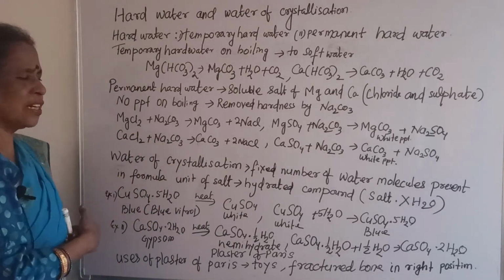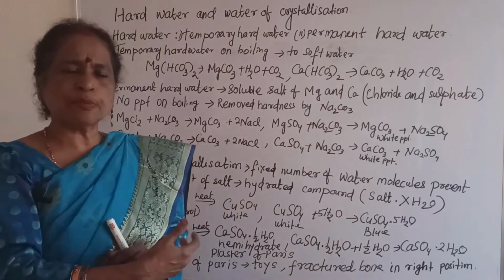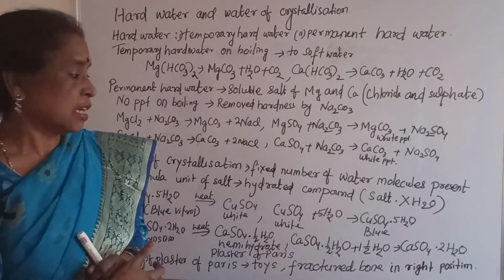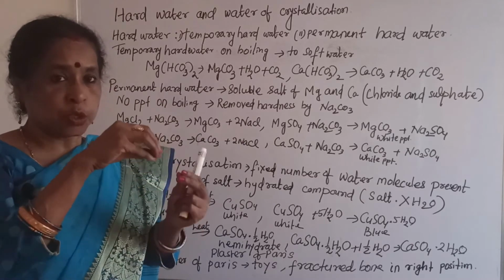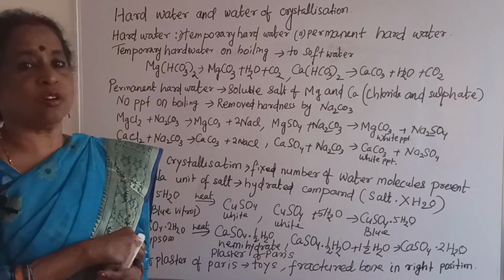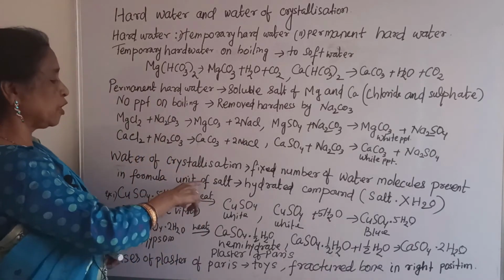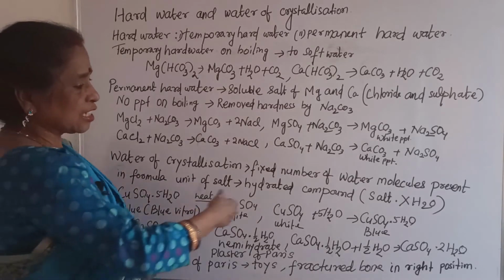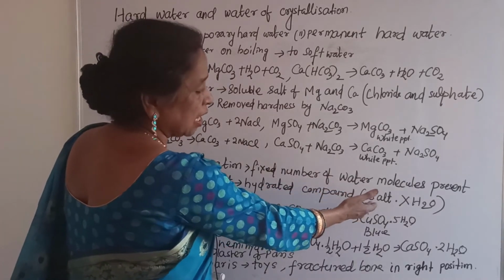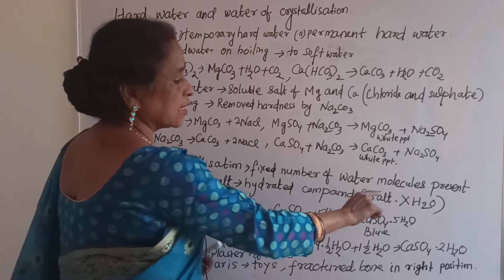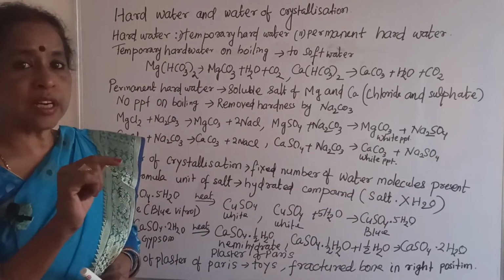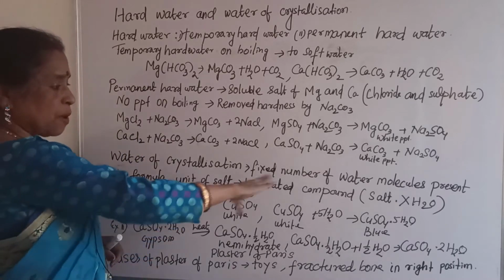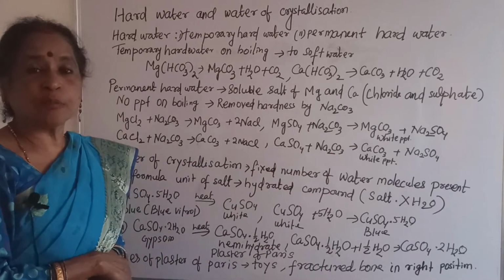Then come to water of crystallization. What is the meaning of water of crystallization? A fixed number of water molecules present per formula unit of a salt. For example, the general formula is salt·XH2O, that means XH2O is called water of crystallization and that compound is called a hydrated compound.